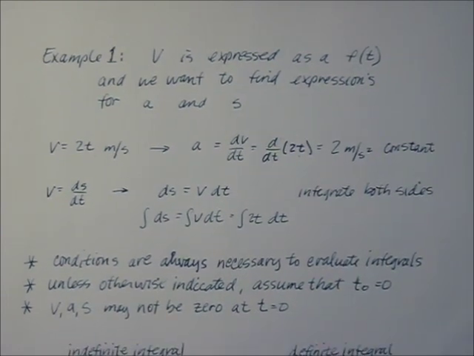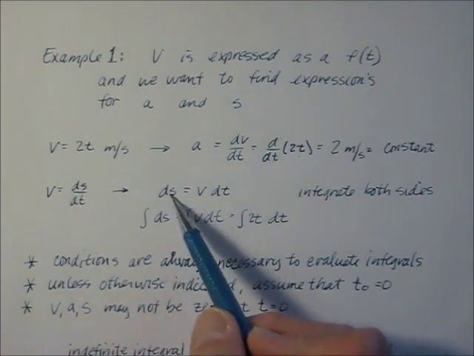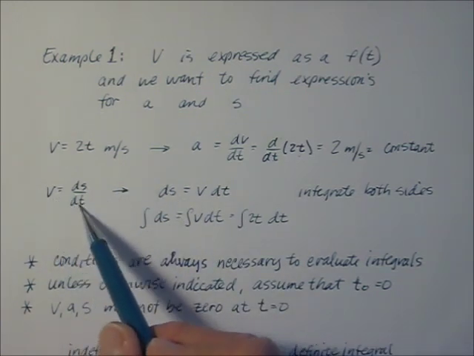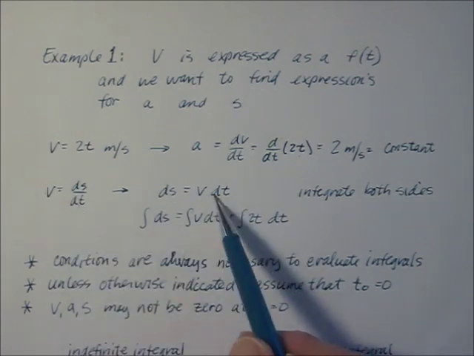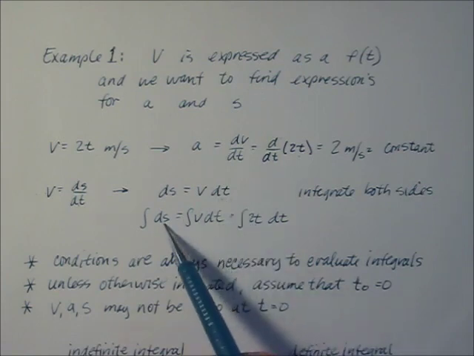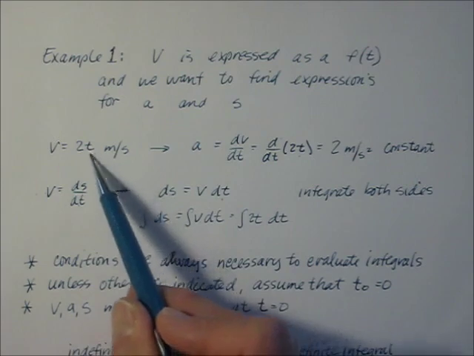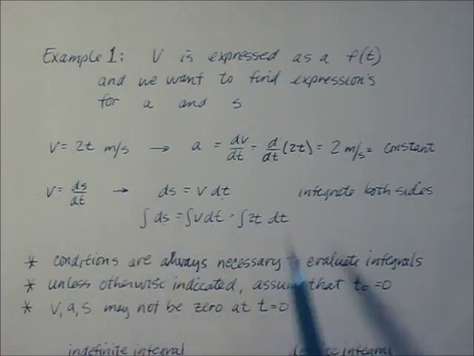If we want to find position, let's say that v is equal to ds/dt. That can be manipulated to ds is equal to v dt, bringing that dt over onto that side with the v. Now we say that ds is equal to v dt, and the integral of ds is equal to the integral of v dt, where v is equal to 2t, so we have the integral of 2t dt. We can integrate both sides.